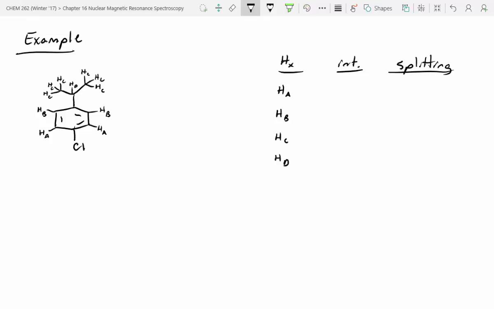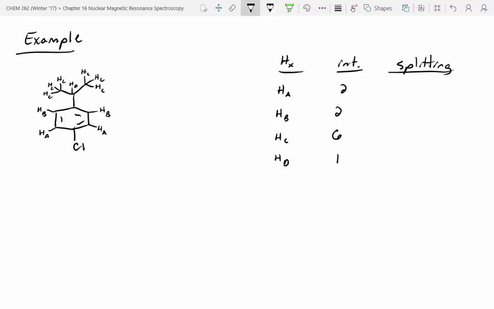All right, HA, integration size. How big should the peak be? 2. All right, HB should have what peak size? 2. HC should have what peak size? 6. And then HD, 1. All right, now let's go back and determine the splitting. This is the tricky part.